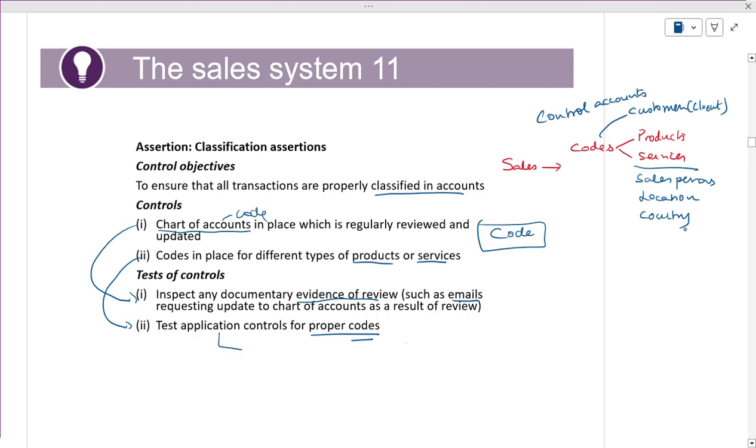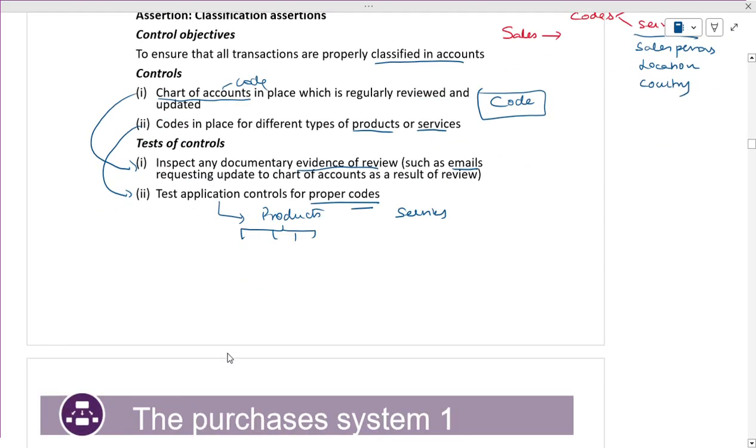Testing application controls means for products you have separate codes and for services you have separate codes. Which products, which services? You have so many products. If you take any apparel store, clothing store, or furniture shops, there will be different codes, segregation. What are the indoor items, indoor furniture, interiors, electric equipment. Automatically people will identify with the code. You have to test the application that all the codes have been properly classified.